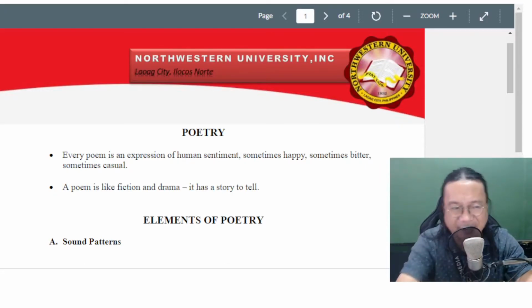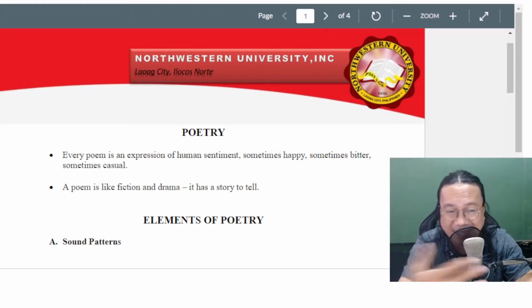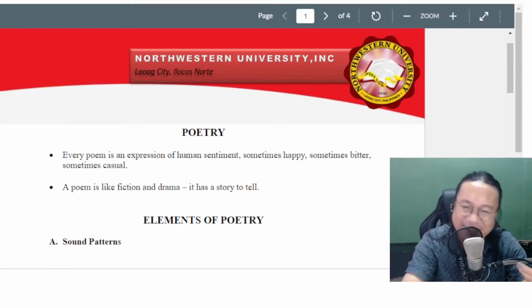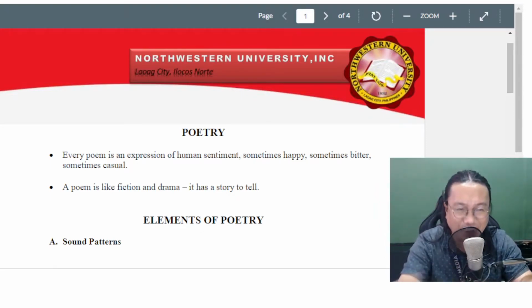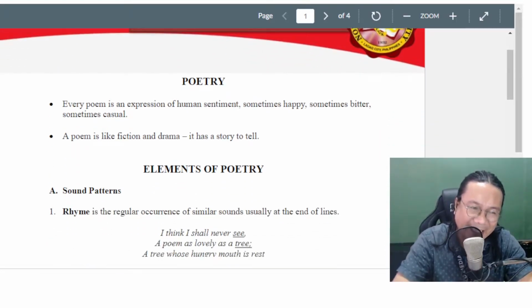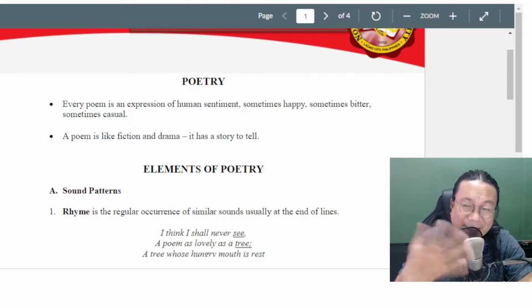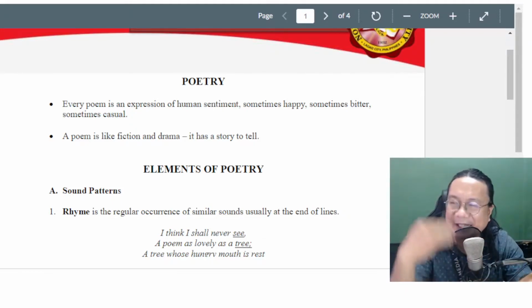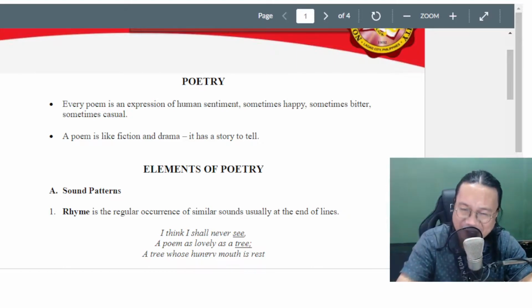But first, what is poetry? Every poem is an expression of human sentiment, sometimes happy, sometimes bitter, sometimes casual, sometimes electric, sometimes erotic. A poem is like fiction and drama. It has a story to tell. Now, when we talk about poetry, it has a couple of elements to it. The first is the sound patterns.